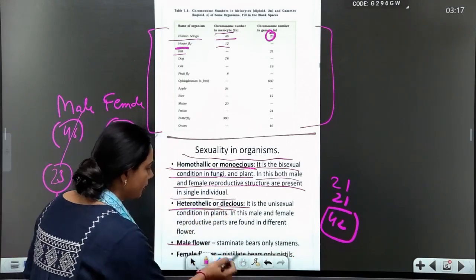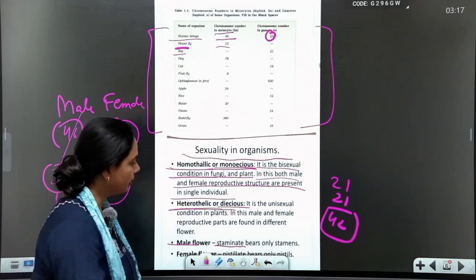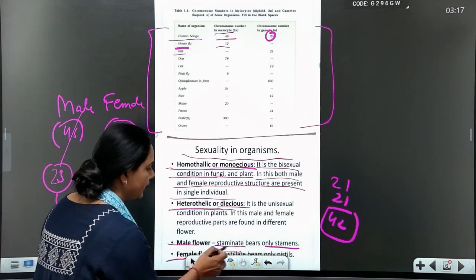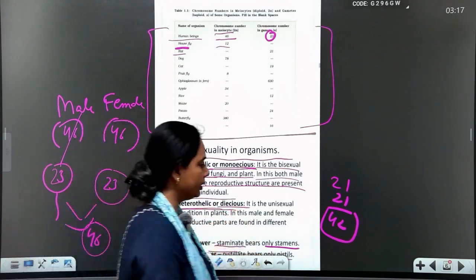Male flower: staminate, bears stamen. Okay? Female flower is pistillate, bears pistil. This is a common term.